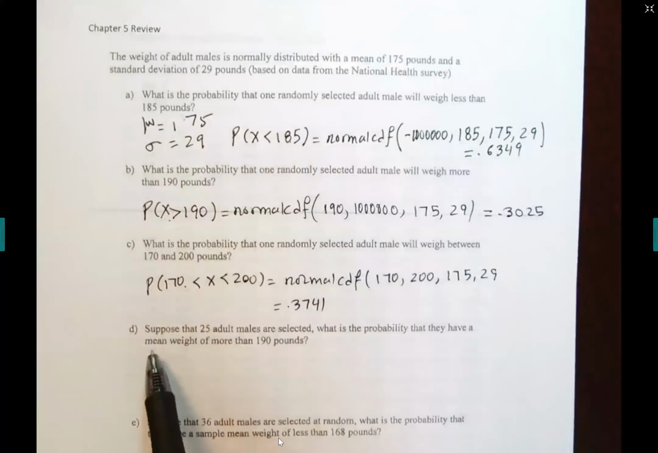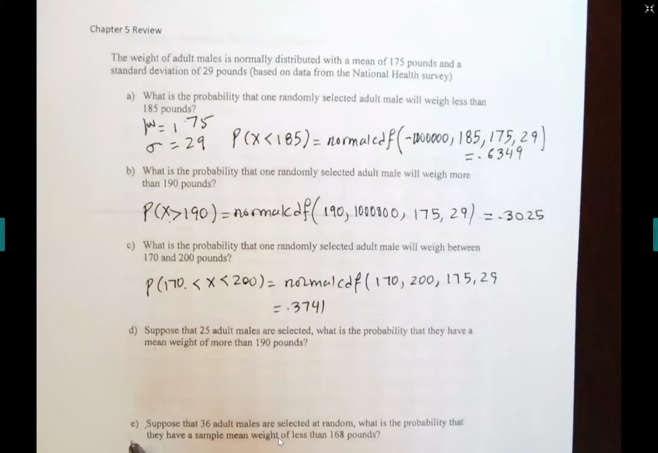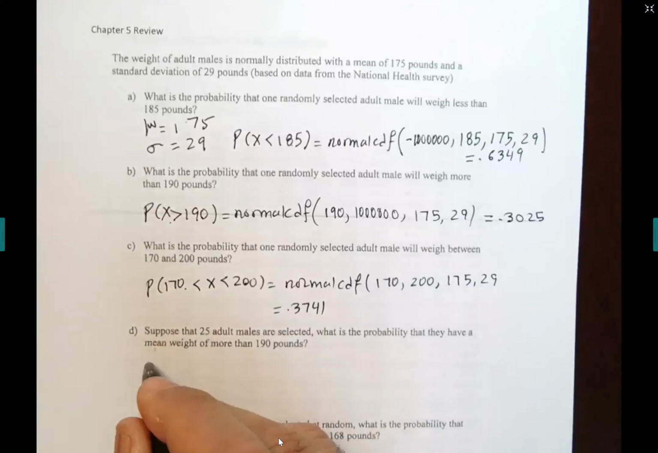And now section 5.4, the central limit theorem. When you have a sample, you notice in parts A, B, C we were selecting only one person. Now we're going to select a sample and ask about the sample mean, about X bar. So the standard deviation is going to change now. Suppose that 25 adult males are selected. What's the probability that they have a mean weight of more than 190? It's not X, guys. It's a mean weight, X bar more than 190.